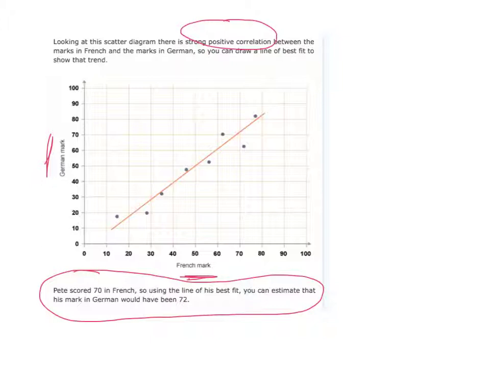To do this, we look along the French axis and we find where it says 70. We would then, with a ruler, draw a line up to our line of best fit. Then, again, using a ruler, draw it going across, and we can estimate his German mark would have been 72. This is the working out we would have done.